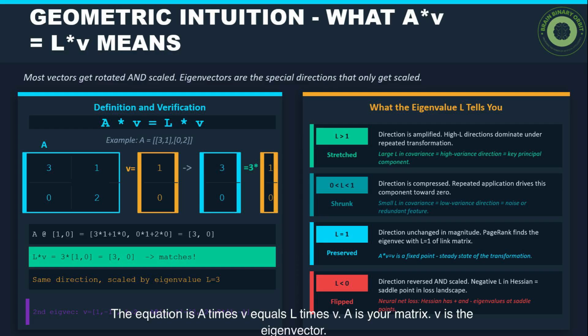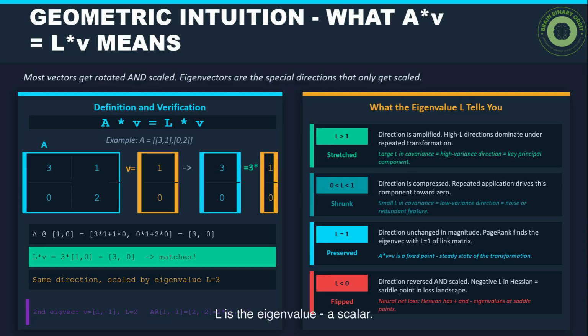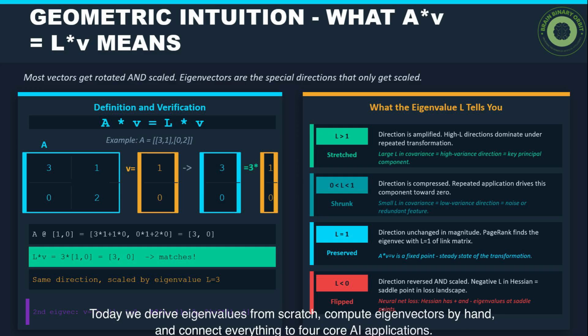A is your matrix. V is the eigenvector. L is the eigenvalue, a scalar. Same vector on both sides, just scaled. Today we derive eigenvalues from scratch, compute eigenvectors by hand, and connect everything to 4 core AI applications.